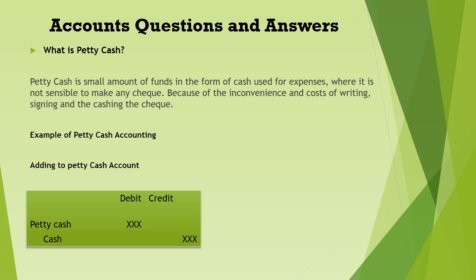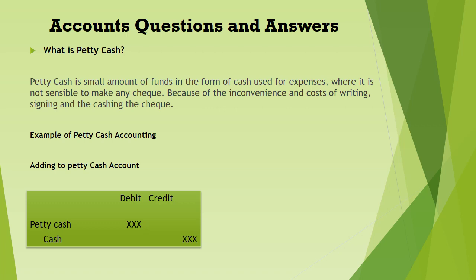First entry: we see how petty cash comes into the company. For example, adding to the petty cash account. That means cash goes to the petty cash account. The entry is: petty cash account is debited, cash account is credited. We are receiving the petty cash, so the cash is coming into the petty cash, which means it is debited. The cash is going out, so it is credited.